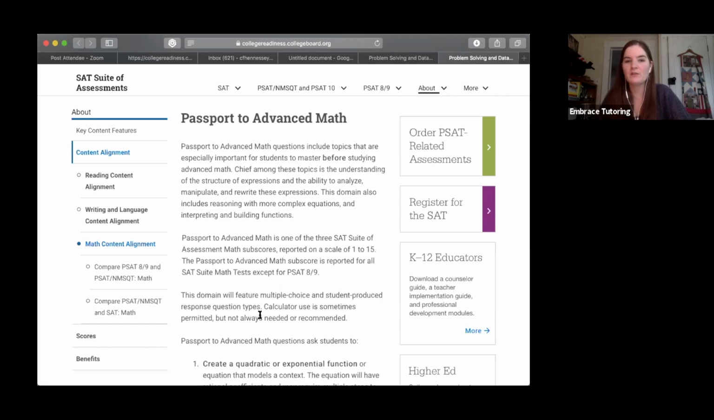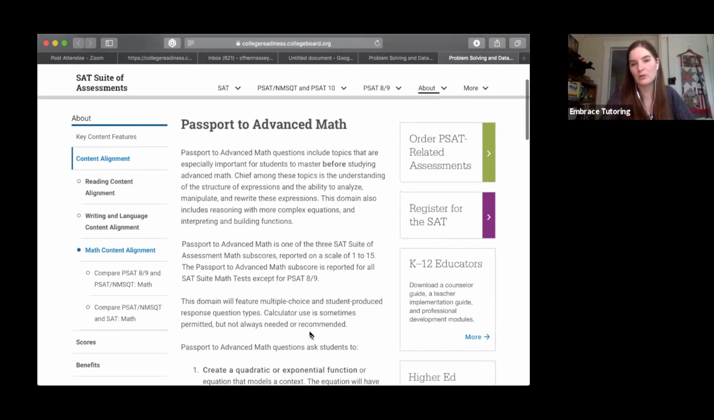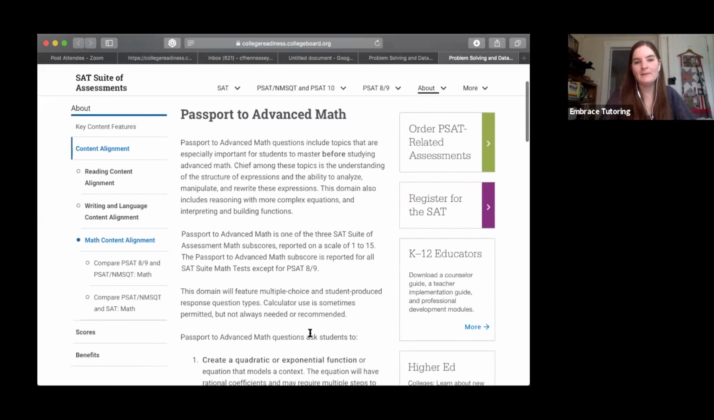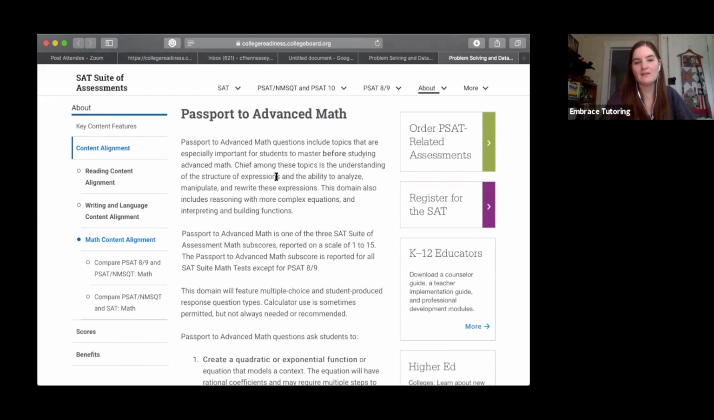So you need to be able to master these skills before you try to tackle more complex math. These are things that you need to be very familiar with, very comfortable with before you even try college level math. Okay. So the substance really of this section is dealing with topics that have to do with understanding structure of expressions and the ability to analyze, manipulate, or rewrite these expressions.